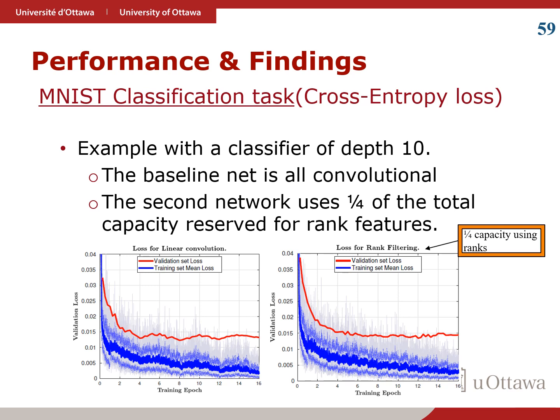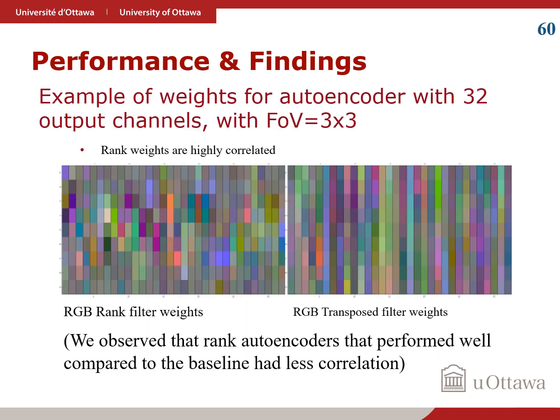One quarter of the capacity for the rank net was reserved for rank features, but the all-linear convolution net performed better than the rank net. So this shows that rank features do not convey as much information as the linear nets.